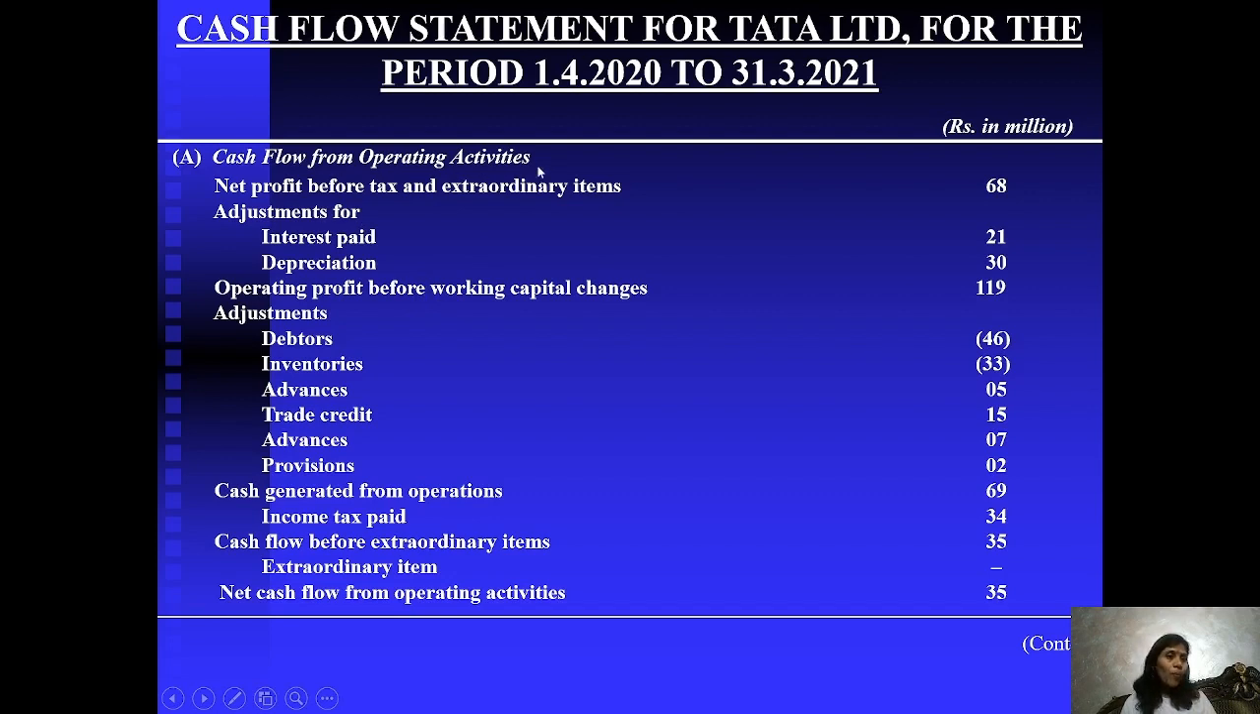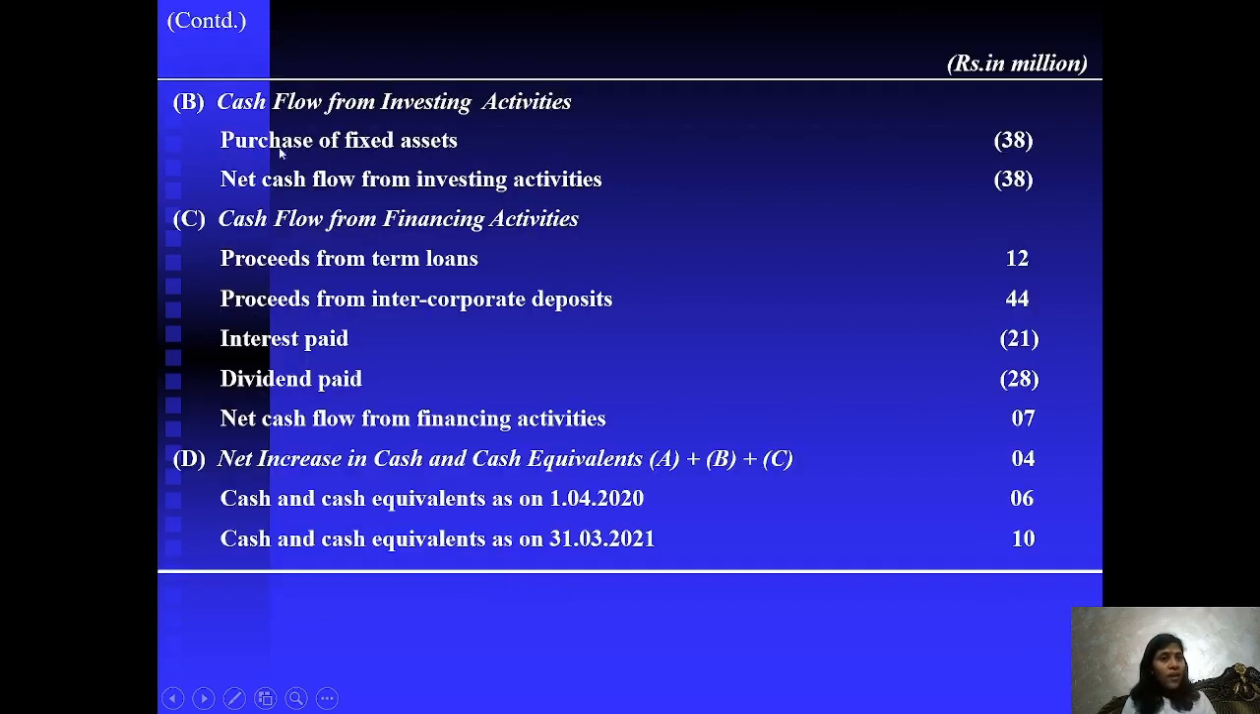The cash flow from operating activity starts with net profit before tax and extraordinary items, adjustments whatever there are, then again before working capital changes, then adjustments are given, then cash generated from the operation, cash flow, extraordinary items, all is given. Then again investing activity, because investing means what? Purchase of fixed assets, whatever is there, and net cash flow. So up to minus. Then again cash flow from financing activity.